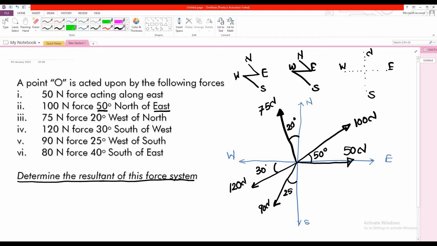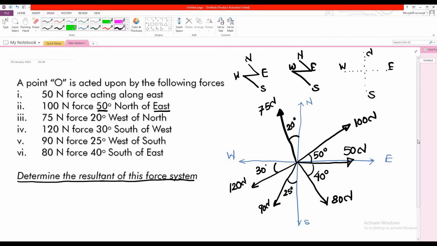25 degree. Okay, finally we are having 80 Newton force, 40 degree south of east. Again, I repeat the nomenclature here. South of east means this quadrant, the fourth quadrant. The 80 Newton force is making an angle of 40 degree with the east side. Let's draw 80 Newton, and here the inclination is with east, of magnitude 40 degree. Okay, therefore this diagram is now complete.